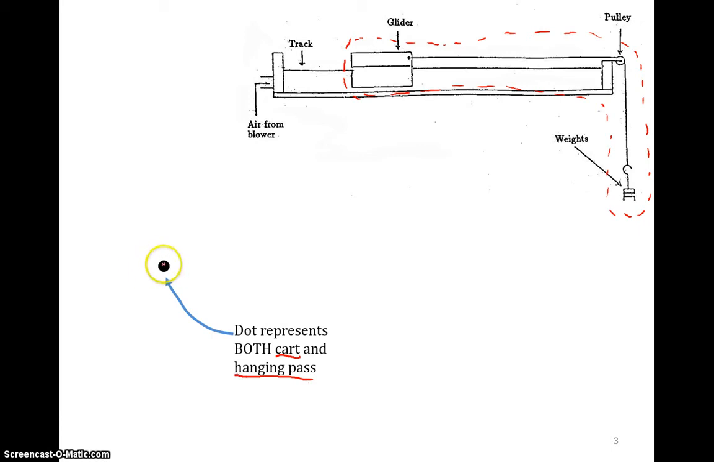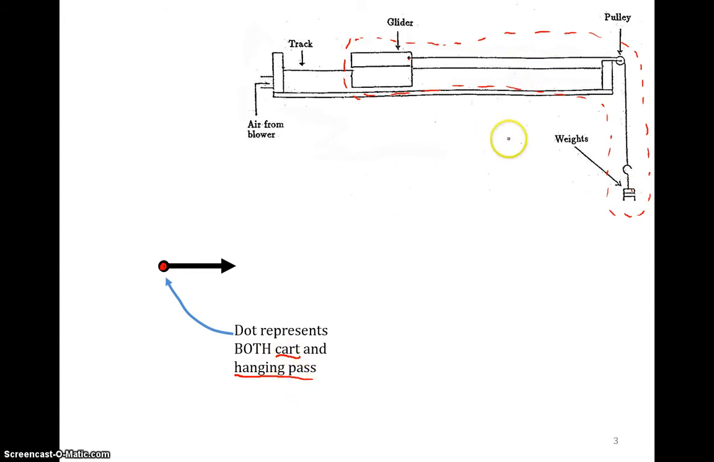So this dot is the cart and the hanging mass. So what force is acting on this entire system? The tension force is not on the system at all, because the tension force is between the cart and the hanging mass. But the cart and the hanging mass are both represented by this dot here. And an object cannot exert a force on itself. So we can't put the tension force in our force diagram that represents both the cart and the hanging mass together.